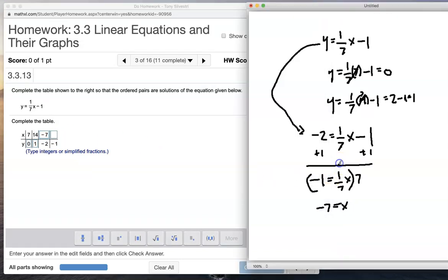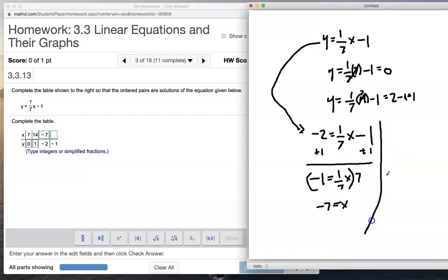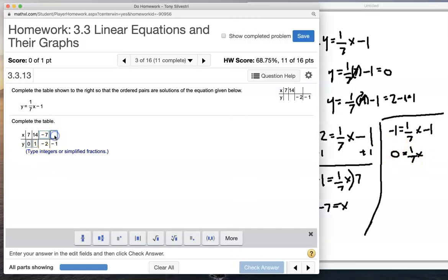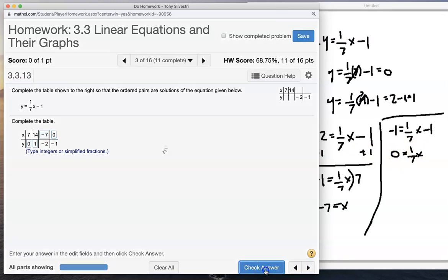And then the next thing I'm going to do is, let's see if I can sneak it in over here. Make y equal -1. -1 equals 1/7 x minus 1. Same deal, I'm going to add 1 to both sides. 0 equals 1/7 x. Multiply both sides by 7, you get 0, because if I multiply this by 7, the 7's cancel. 7 times 0 is 0. I'm going to check my answer.